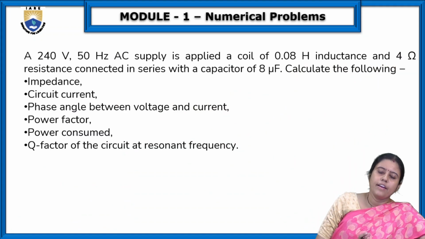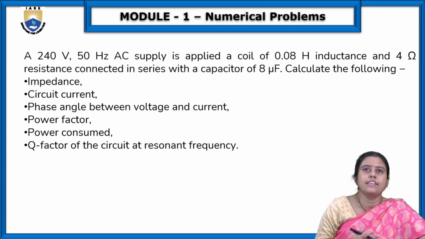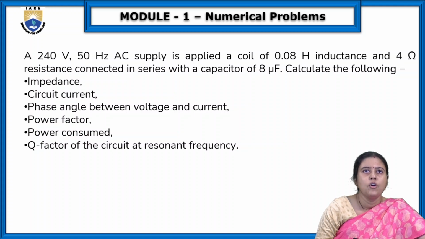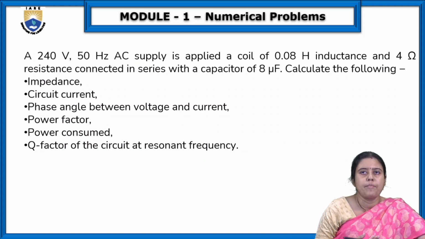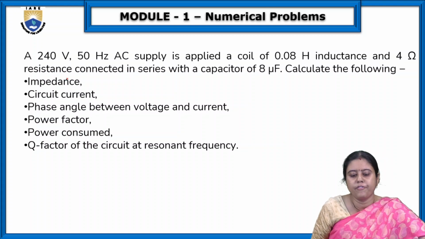Next, the last question for today. A 240 volt 50 hertz AC supply is applied to a coil of 0.08 Henry inductance and 4 ohm resistance connected in series with a capacitor of 8 microfarad. Calculate the following: impedance. Already we have done the same type of problem.